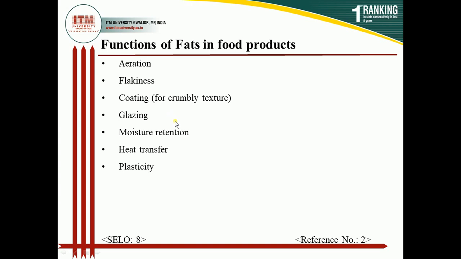Moisture retention. In this, fat helps to retain the product's moisture content, and therefore the shelf life of that product will increase.